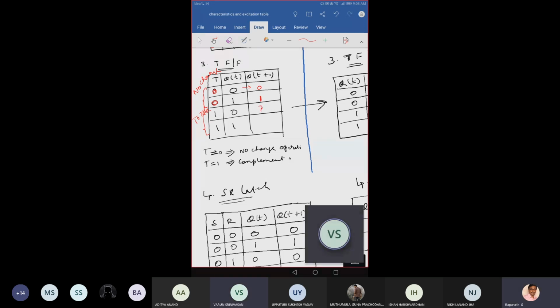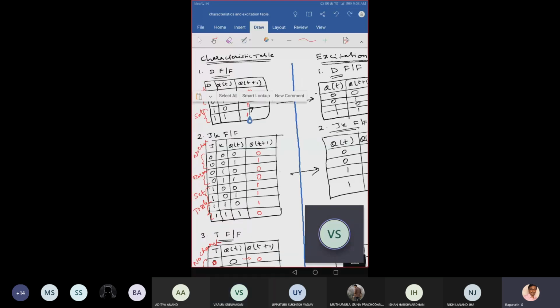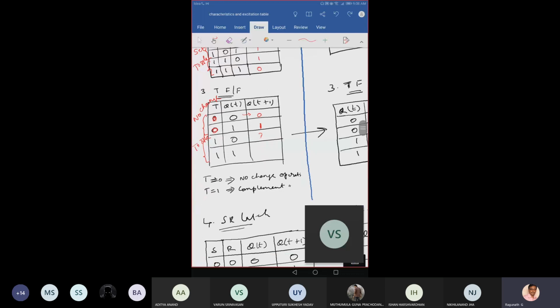So type toggle is right here? For T 1, 0, it is 0. 1, 0, is it 0 or 1? Toggle of what? Oh, sorry. Toggle of Q of T. Q of T. Am I correct? So now this will be 1 and this will be 0.